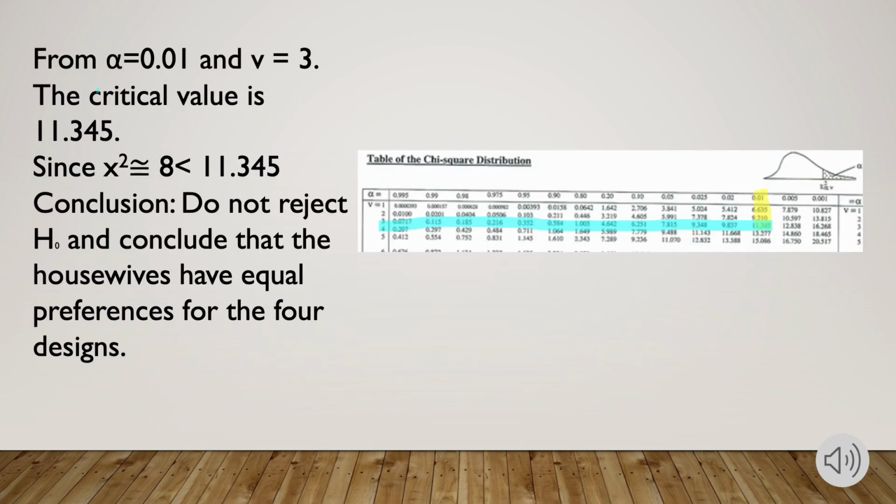Fifthly, we should find the critical value. From alpha equal to 0.01 and v equal to 3, by using the table of chi-square distribution, we can find the critical value is 11.345. Since chi-square equal to 8 is smaller than the critical value of 11.345, we can conclude that the housewives have equal preference for the 4 designs and do not reject the null hypothesis.